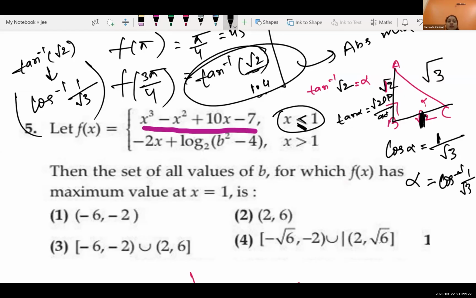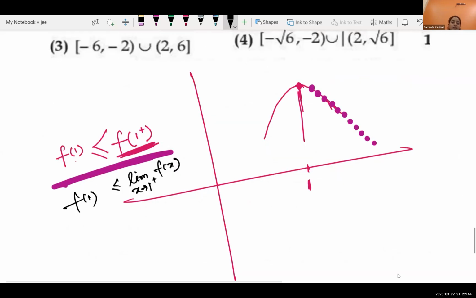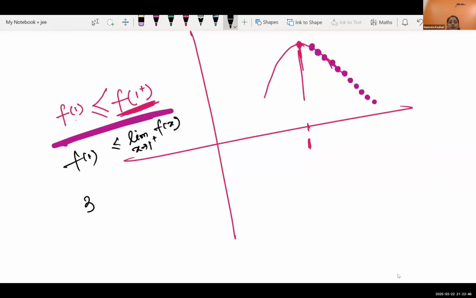Okay, so it will be 1 cube. Let's do it carefully. It will be 1 cube minus 1 square plus 10 minus 7. That means 0, and 10 minus 7 is 3. Are we getting 3? Please check it, at x equals 1. We are getting 3. Let's write it: 3 over here, smaller than or equal to.